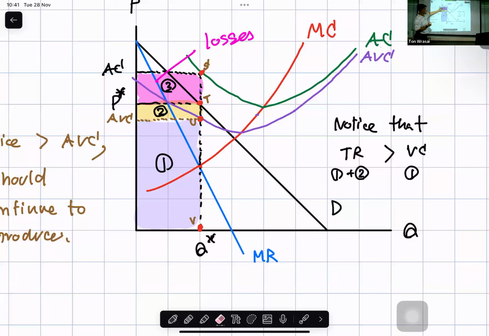Fixed cost is 2 plus 3. If he shuts down, he must pay the fixed cost full amount, 2 plus 3. But when he continues, he could use leftover revenue to pay some part of his debt. So the debt becomes lower. All right. We finish presenting 4 cases. Let's take a break then.